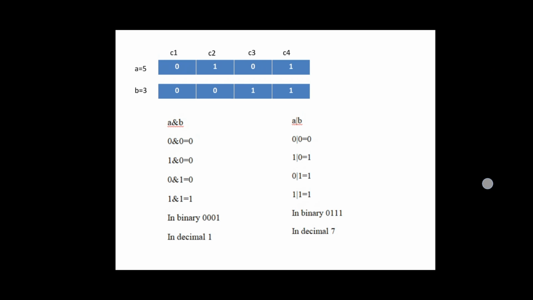Now, when we perform A bitwise OR B, same way for column 1, A and B will be bitwise ORed. For column 2, column 3, and column 4, it operates on both A and B. That means 0 bitwise OR 0 gives 0, 1 bitwise OR 0 gives 1, 0 bitwise OR 1 gives 1, 1 bitwise OR 1 gives 1. So in binary, the final result is 0111, and its decimal value is 7.